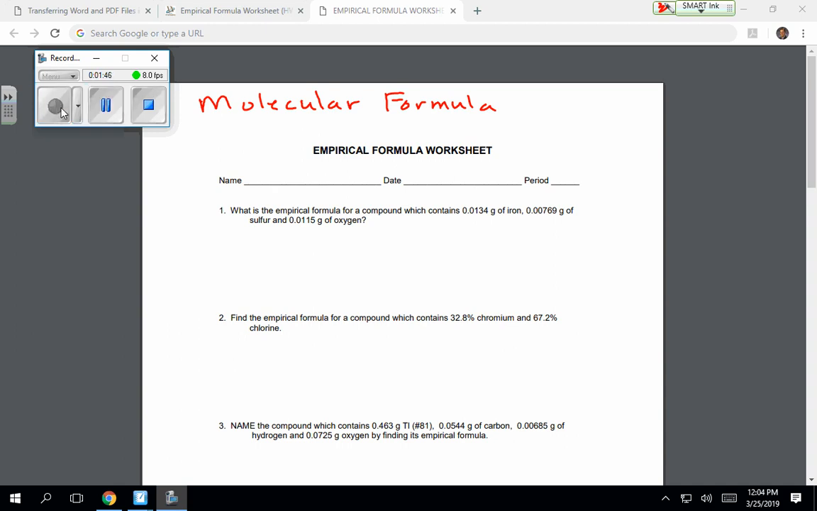Let's start that again. All right, so there's the molecular formula, and then there's what's called the empirical formula.